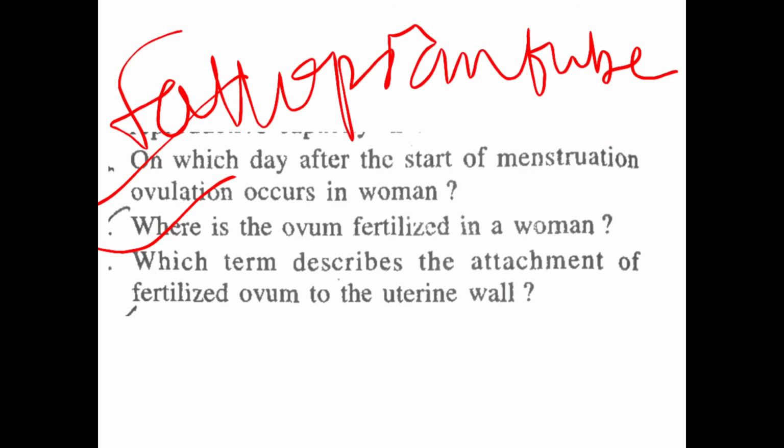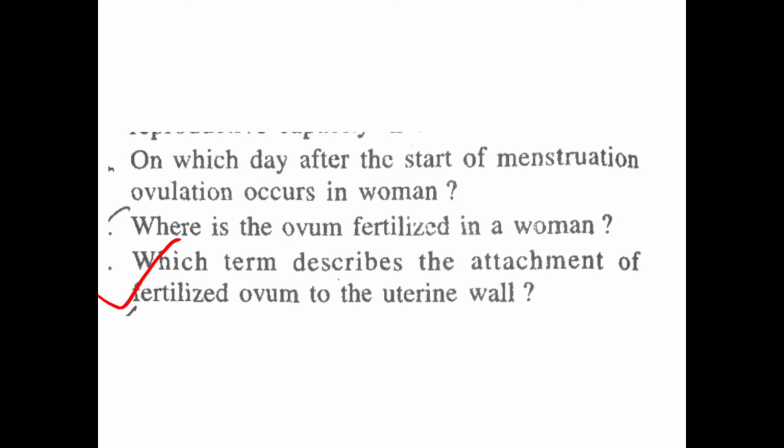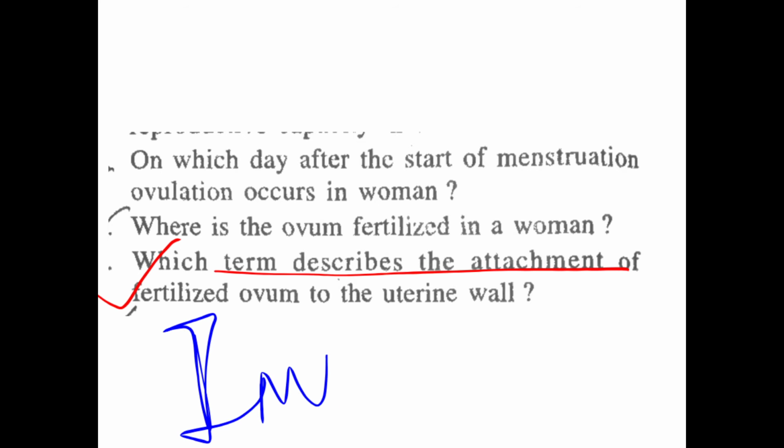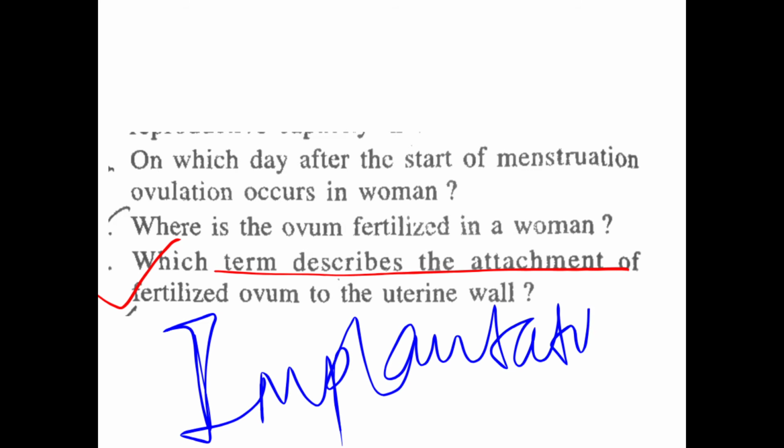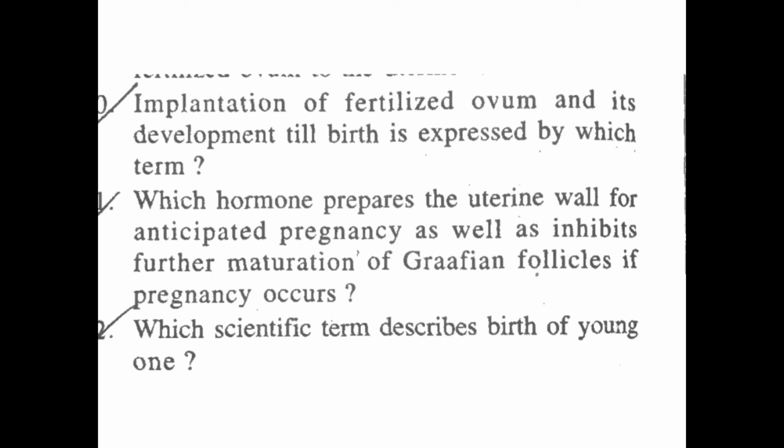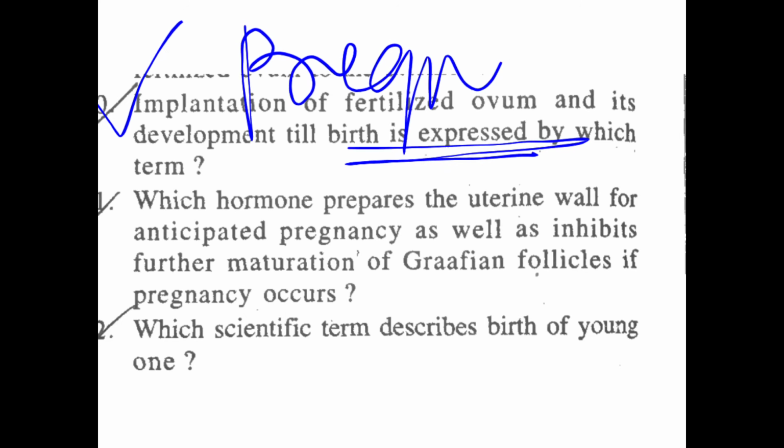Okay, next. Which term describes the attachment of the fertilized ovum to the uterine wall? The attachment of the fertilized ovum, that is the zygote, to the uterus is implantation. Okay, next. After implantation of the fertilized ovum, its developmental path in the mother's body is expressed by which term? That term is pregnancy. Okay. Very simple.